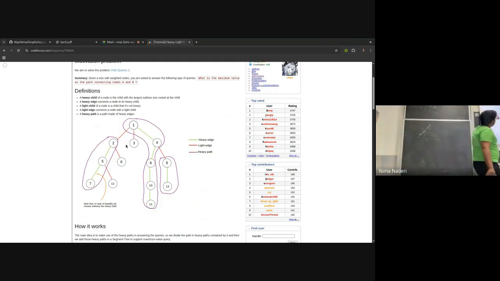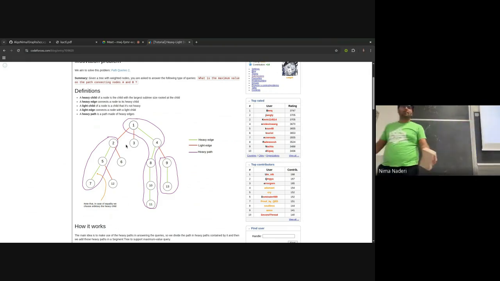Like here, we went to the 4 because 4 had the bigger subtree. I mean, this is 5, this is 5, so we choose this one, no difference. And here again, these children have 3 in the subtree, this has 2, so we go here and there. So this is a way to decompose the tree into several paths. And why is it good?